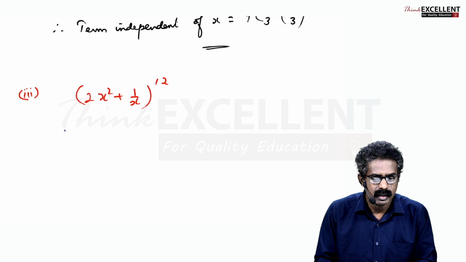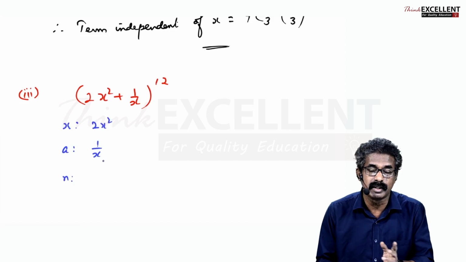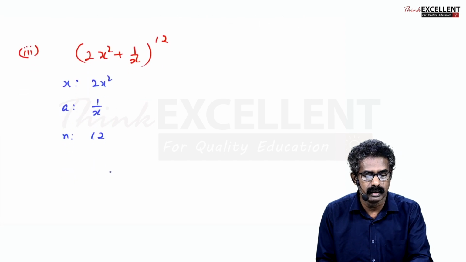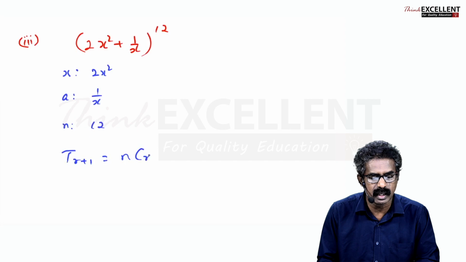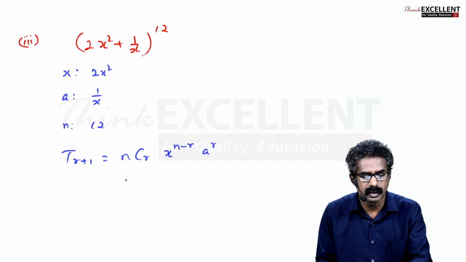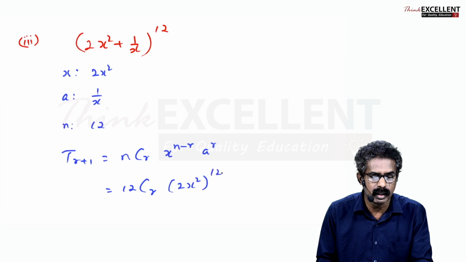Okay. Compare with the standard form x plus a raised to n. x is 2x square, first term. Second term is 1 by x. Here plus only. If it is minus, you take minus also. n is 12. So Tr plus 1 is equal to, what's the formula? nCr x raised to n minus r, a raised to r, right? Substitute. n is 12Cr, x is 2x square raised to 12 minus r, a is 1 by x raised to r.